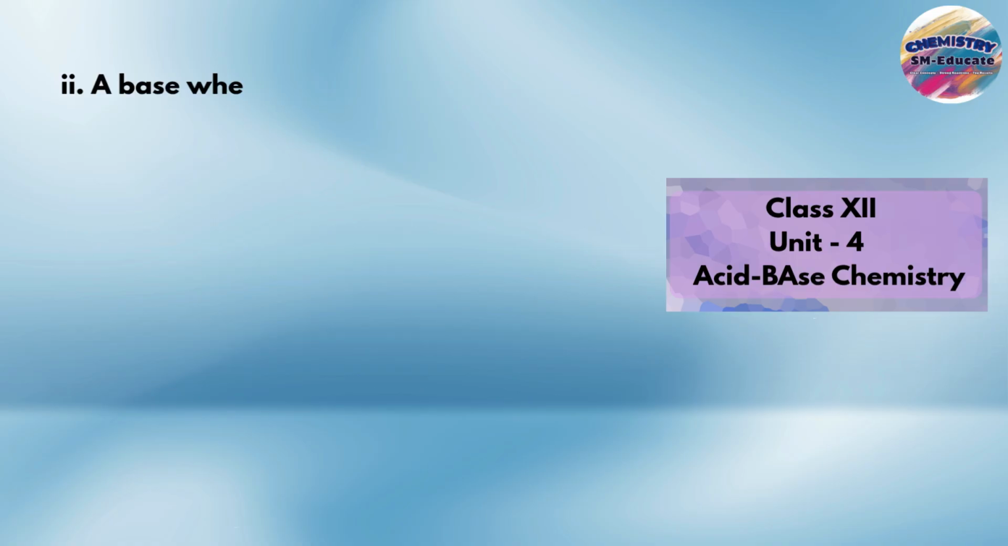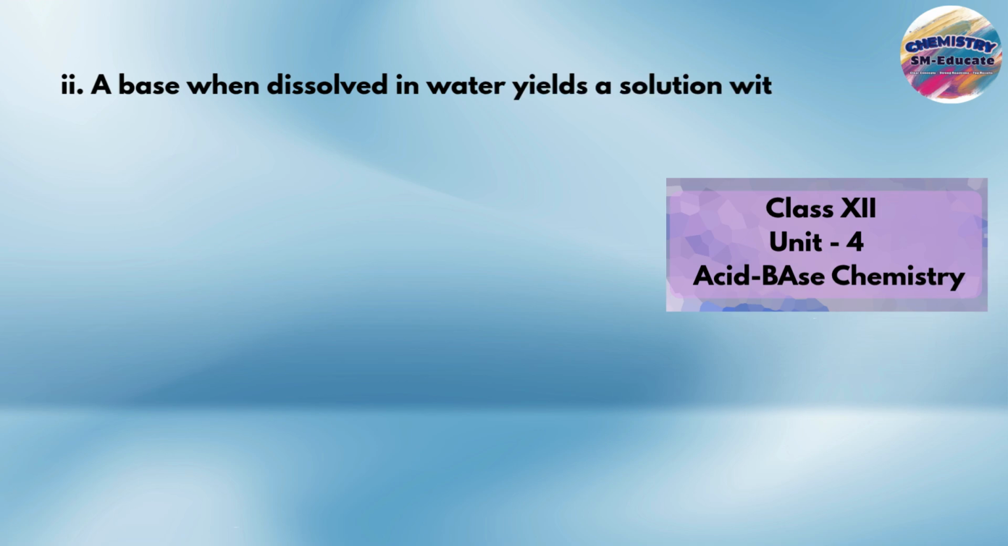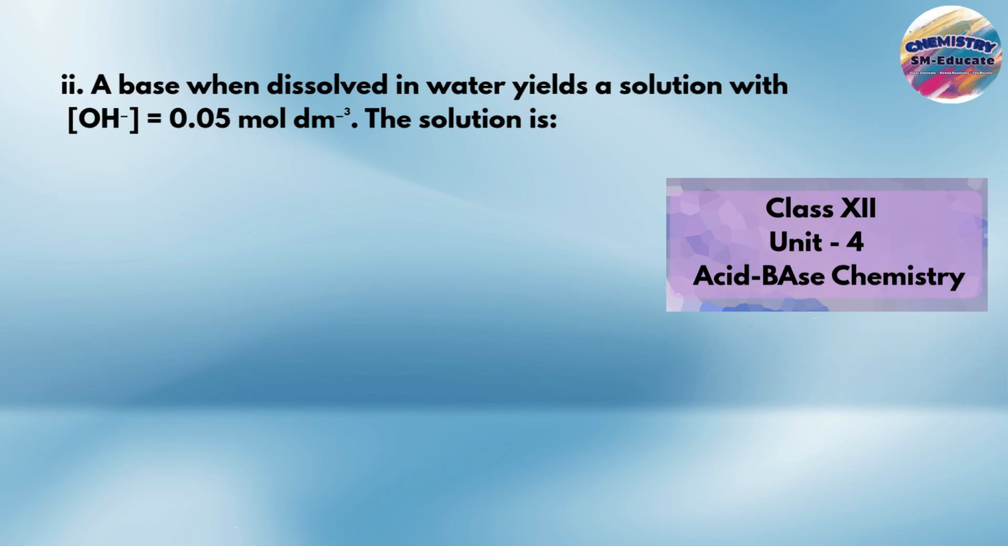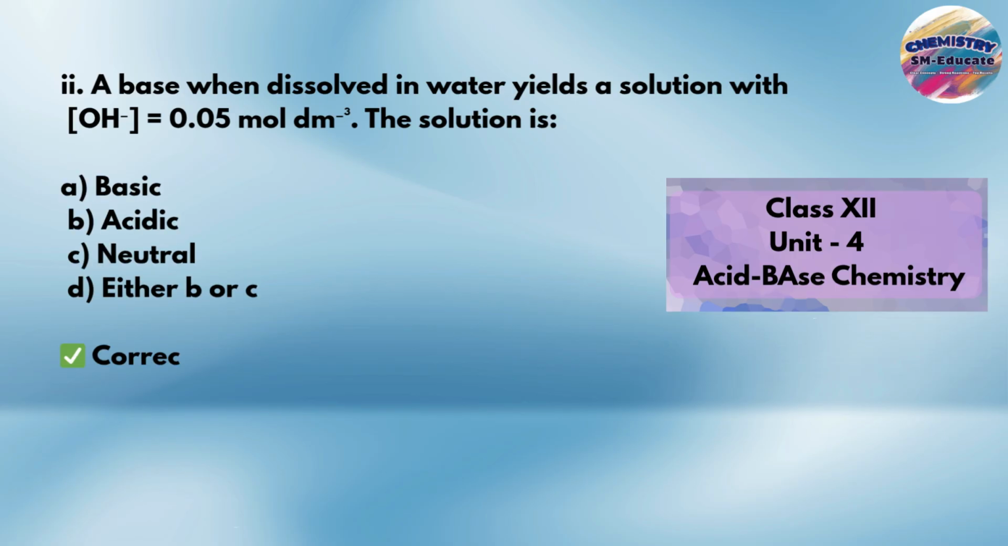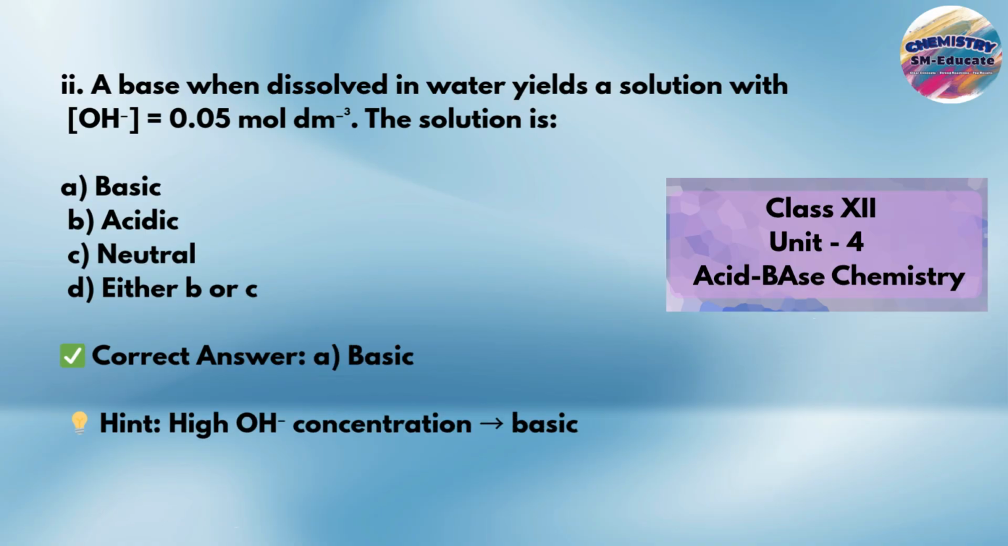Part 2. A base when dissolved in water yields a solution with OH- ions equal to 0.05 moles per dm cubed. The solution is: A, basic; B, acidic; C, neutral; D, either B or C. Correct answer: A, basic. Hint: High OH- ion concentration means a basic solution.